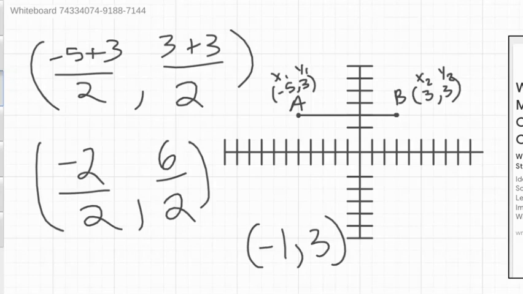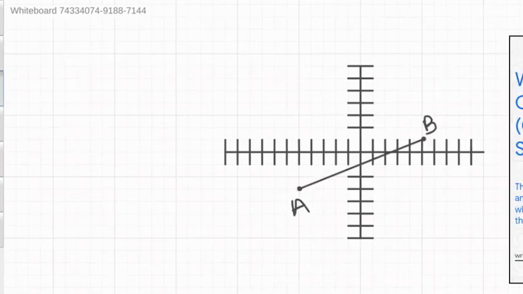Now we can plot that, and we can look for negative 1, 3 on the graph. So our midpoint would not be there, that is negative 2, 3. Our midpoint would be here, that is negative 1, 3.